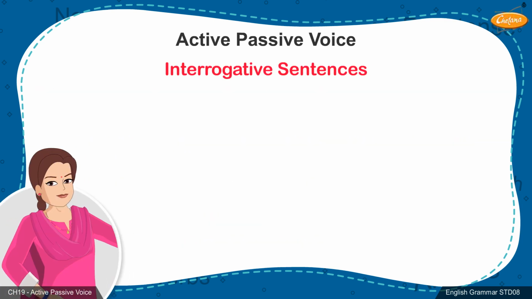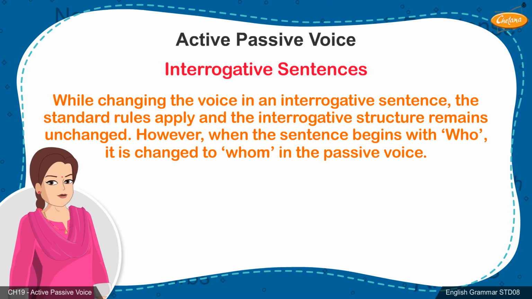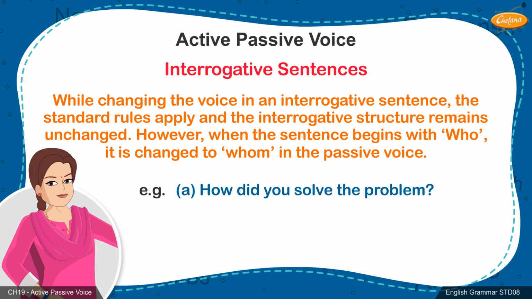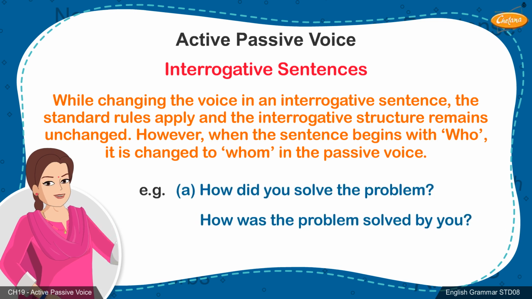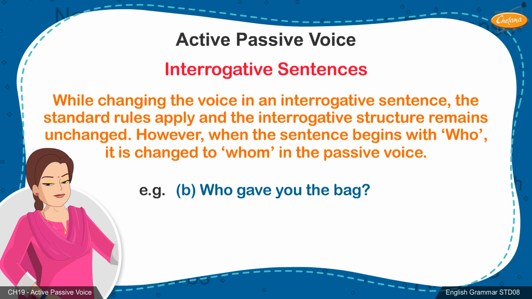Next come the interrogative sentences. While changing the voice in an interrogative sentence, the standard rules apply and the interrogative structure remains unchanged. However, when the sentence begins with who, it is changed to whom in the passive voice. Example: A. How did you solve the problem? How was the problem solved by you? B. Who gave you the bag? By whom was the bag given to you?